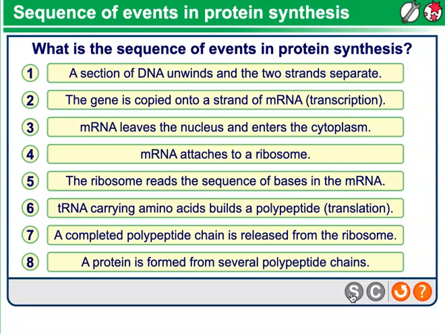Number 6, transfer RNA, or tRNA, carrying amino acids, builds a polypeptide chain. This is the process of translation. Number 7, a completed polypeptide chain is released from the ribosome. And number 8, a protein is formed from several polypeptide chains.